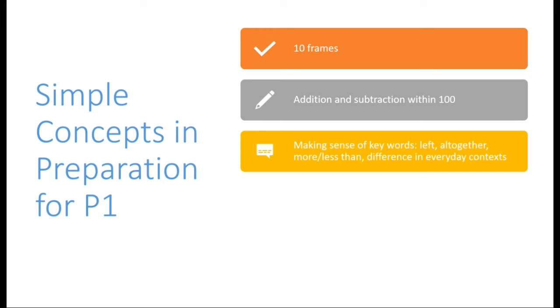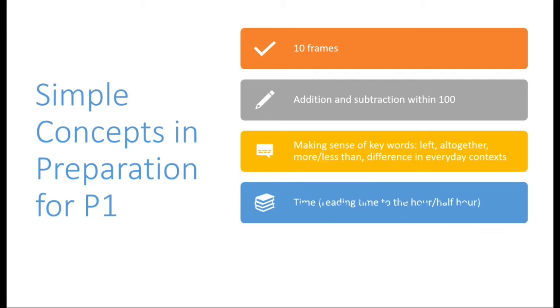So, try to incorporate all these concepts in your daily conversations with them. It will help them to see the relevance of all these keywords, and in turn help them understand what is the meaning of left and what is altogether, and have a better understanding.